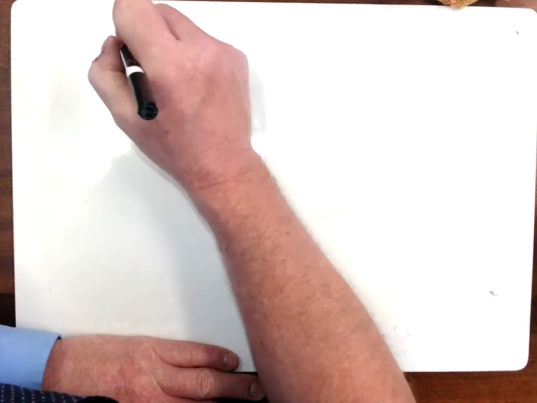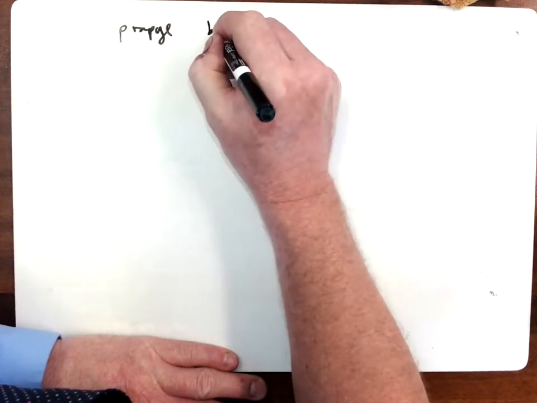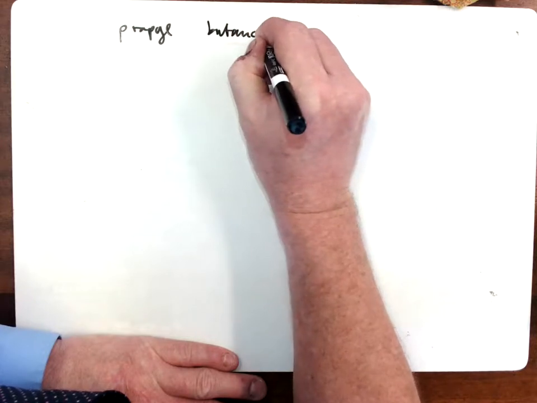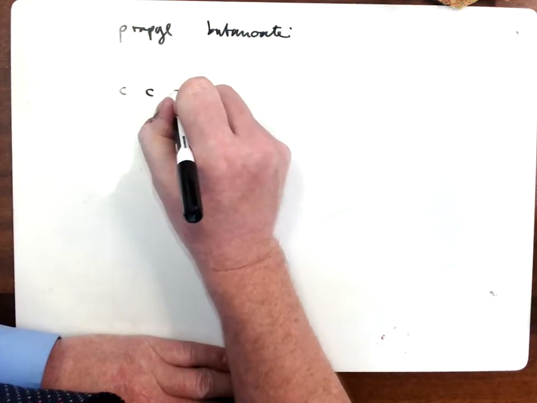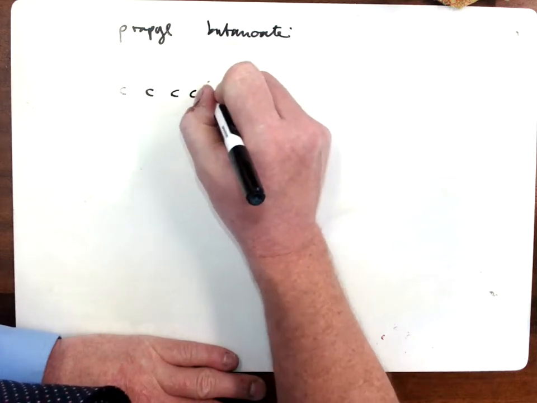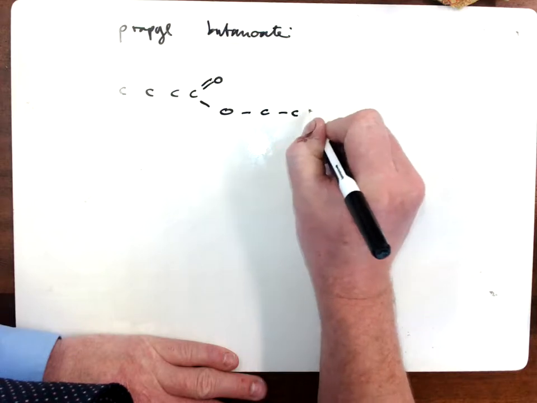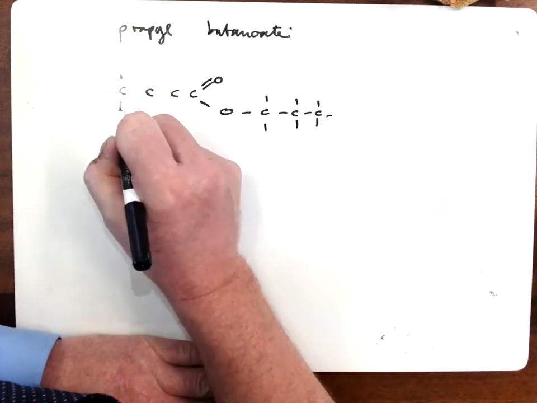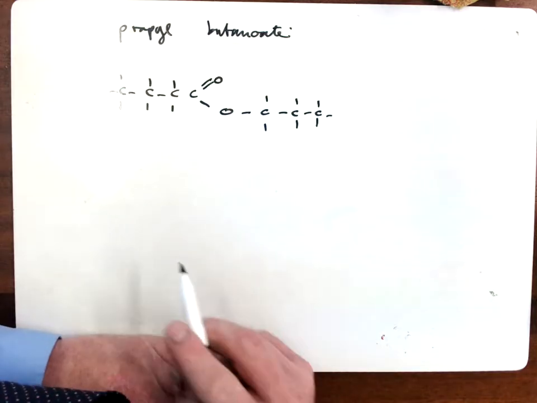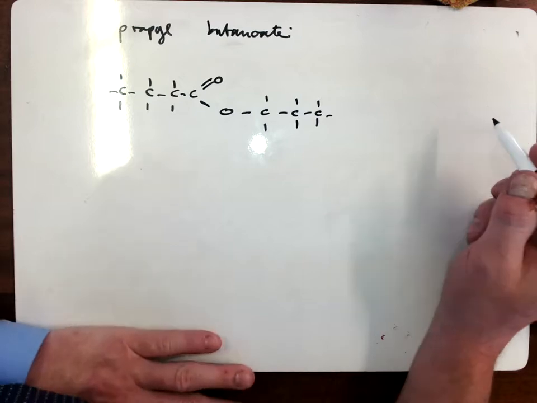So we'll do an ester called propyl butanoate. Now it's not on your spec, but I'll draw it out here and then you can work from there. So propyl butanoate has a structure as so, all the hydrogens in here. Okay, so that's propyl butanoate.